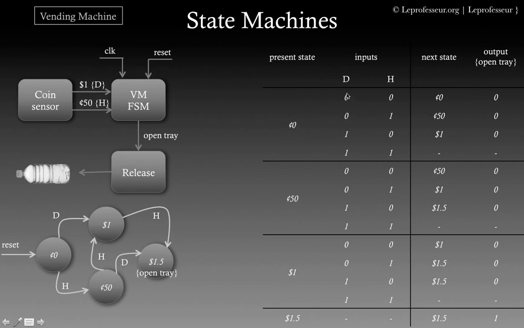All right, now when we are in the 0 cent state, if the input is D or H, D H or 0 0, our next state would be the same. The machine doesn't do anything. Now if you put in a half dollar coin, then the machine moves to the 50 cent state, and it doesn't open up the output tray because it has not received $1.50, which is required. Now you can input $1, and the current state is 0, so you move on to the $1 state.